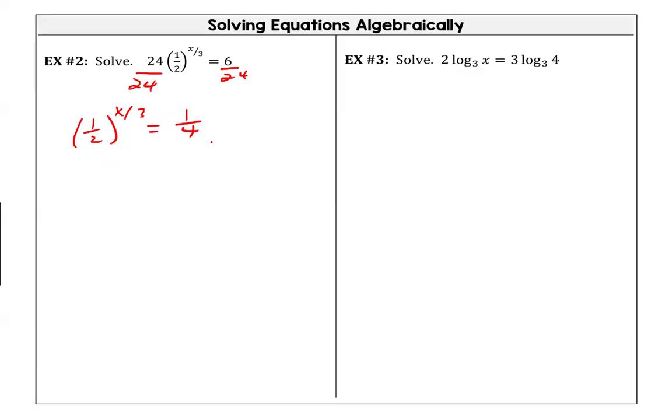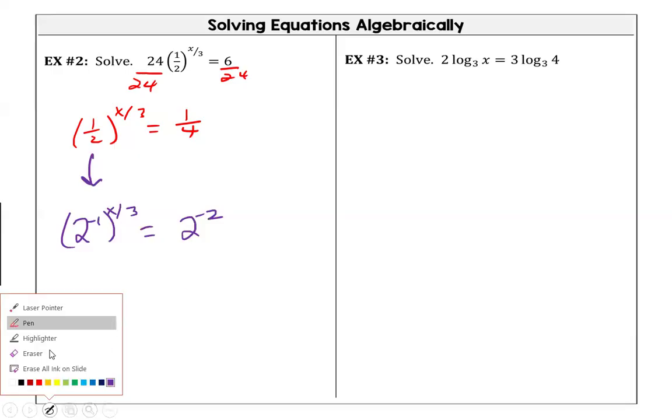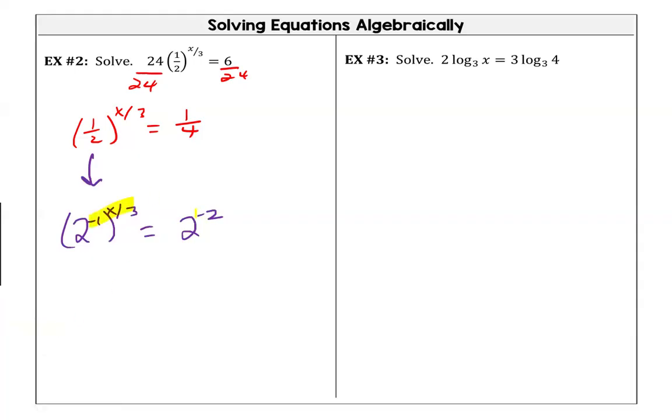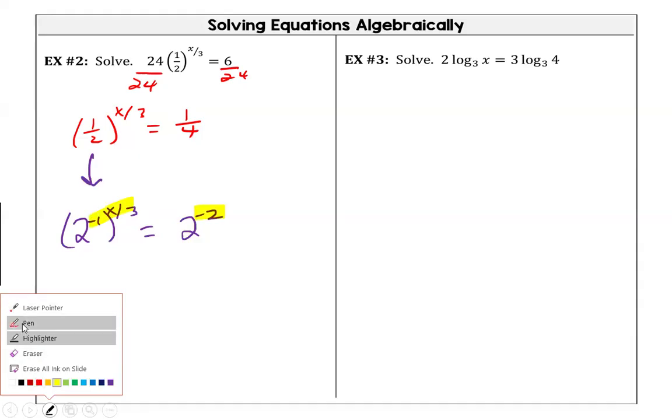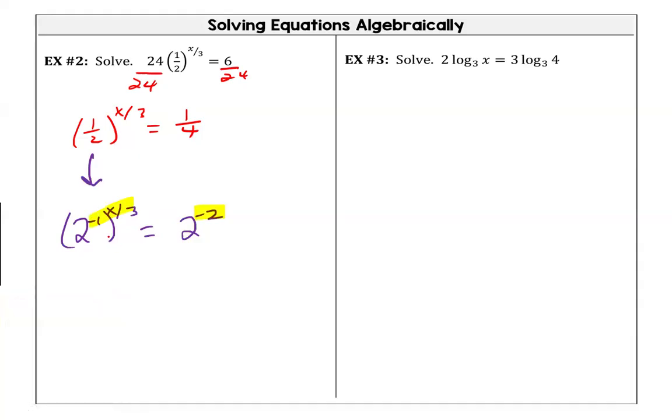I need my bases to be the same. So these two, I'm going to convert so that they can have a base of 2. 1/2 becomes 2 to the negative 1. Does that make sense? And it still has x to the third on the outside. 1/4 becomes 2 to the negative 2. So now that my bases are the same, I'm focusing on the powers to solve. So we have negative x over 3 equals negative 2 over 1.